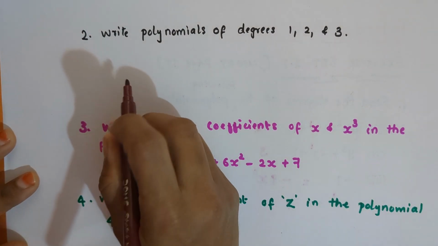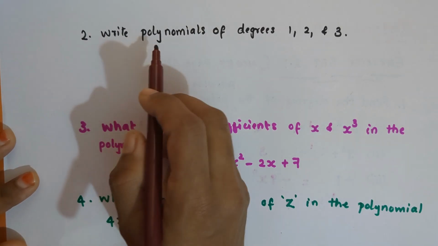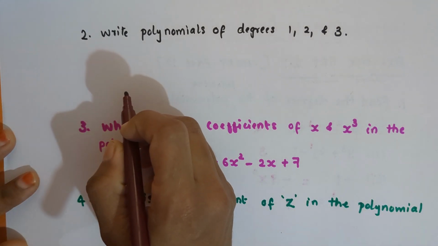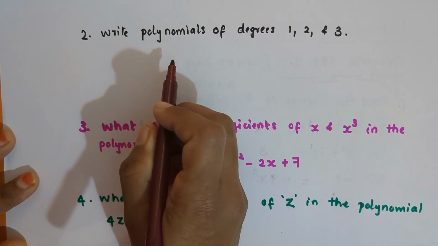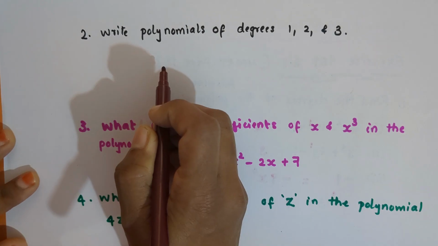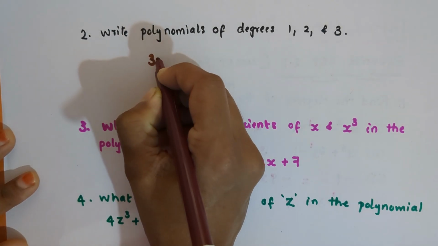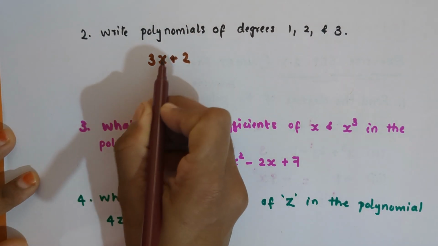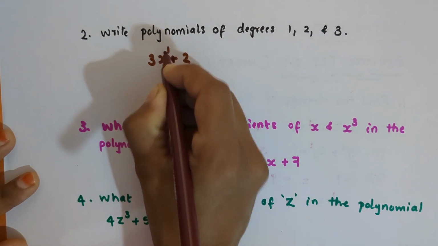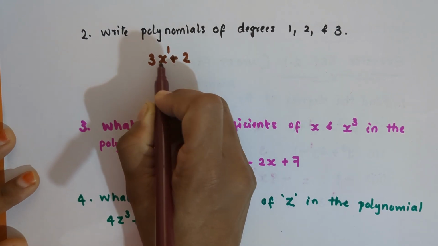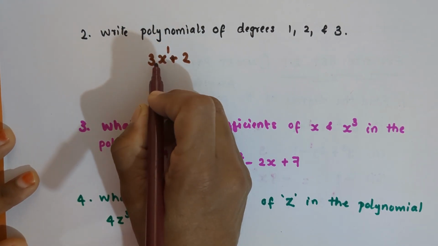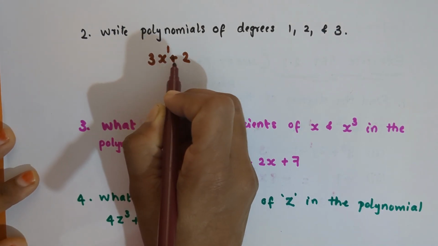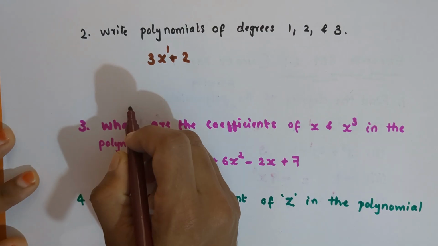Now let us see the second question of this exercise set. The second question is: write polynomials of degrees 1, 2 and 3. So we want to write a polynomial of degree 1, then a polynomial of degree 2 and a polynomial of degree 3. If I write the polynomial 3x plus 2, here the variable is x. What is its power? It is 1. No other variables are here, so the highest power is also 1. So this is a polynomial of degree 1. So 3x plus 2 is an example of a polynomial of degree 1 because its highest power is 1.